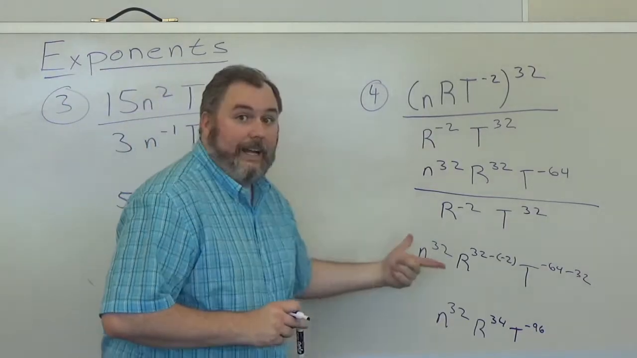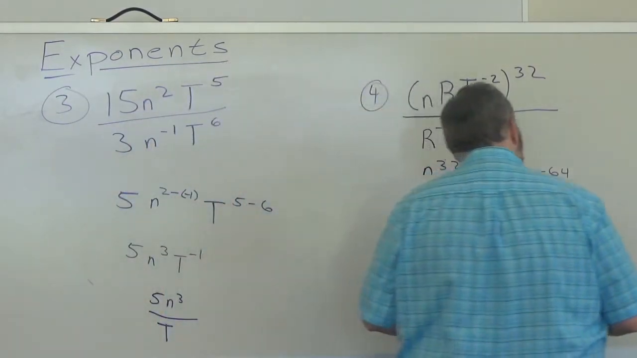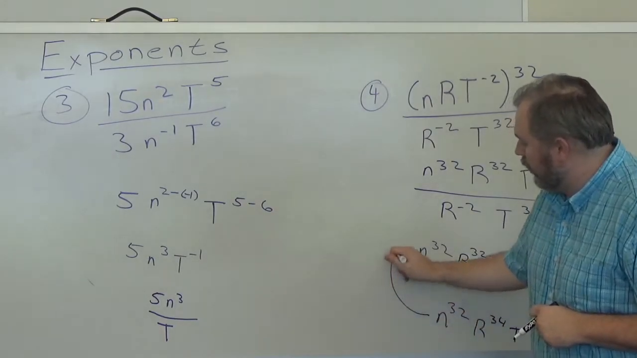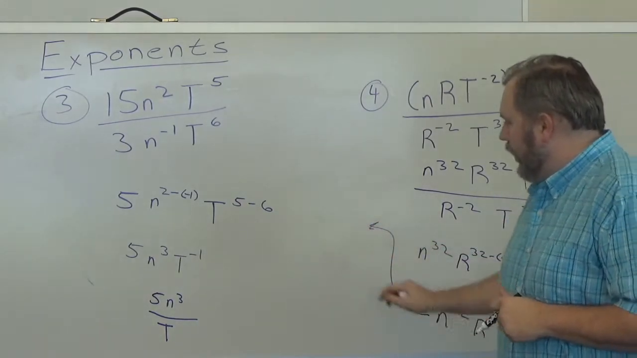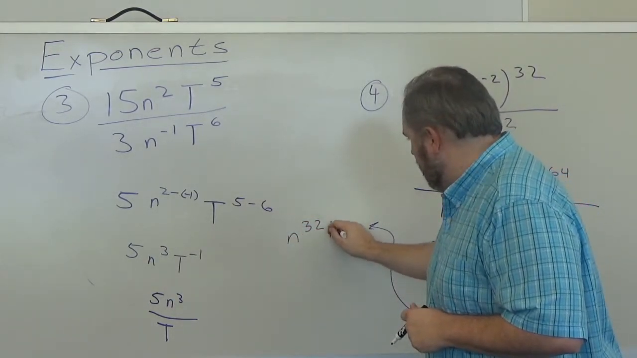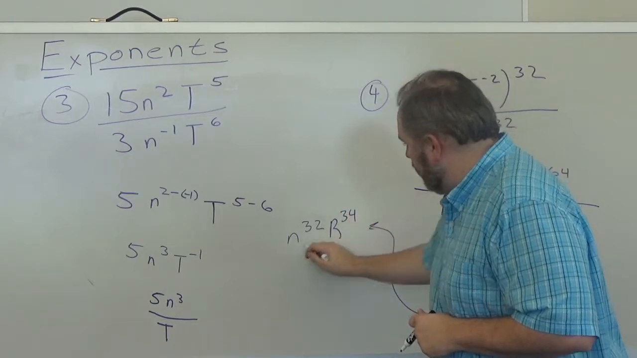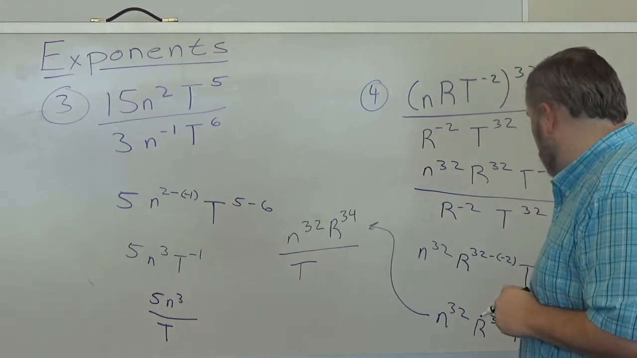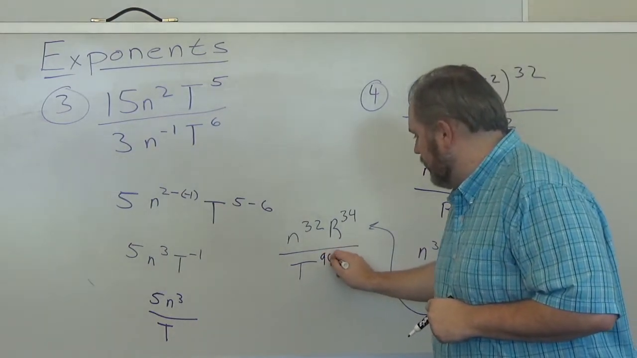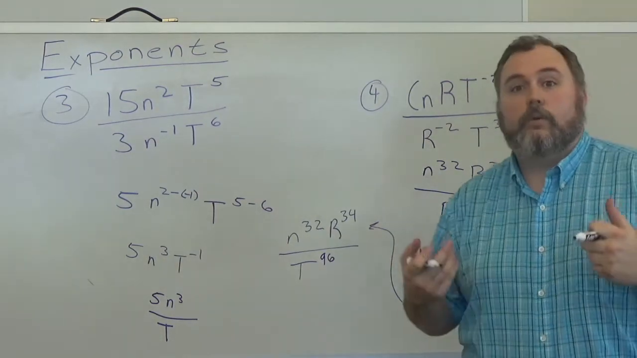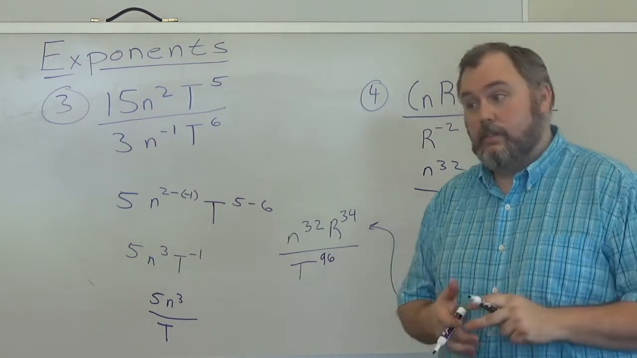However, do we like negatives? No. So we're going to rewrite this finally, and I'm going to put it right here because I'm running out of board space. We're going to find out that it's n to the 32nd times r to the 34th divided by t to the 96. Again, these numbers look hard, but if you do it one step at a time, following those procedures, you'll be fine.